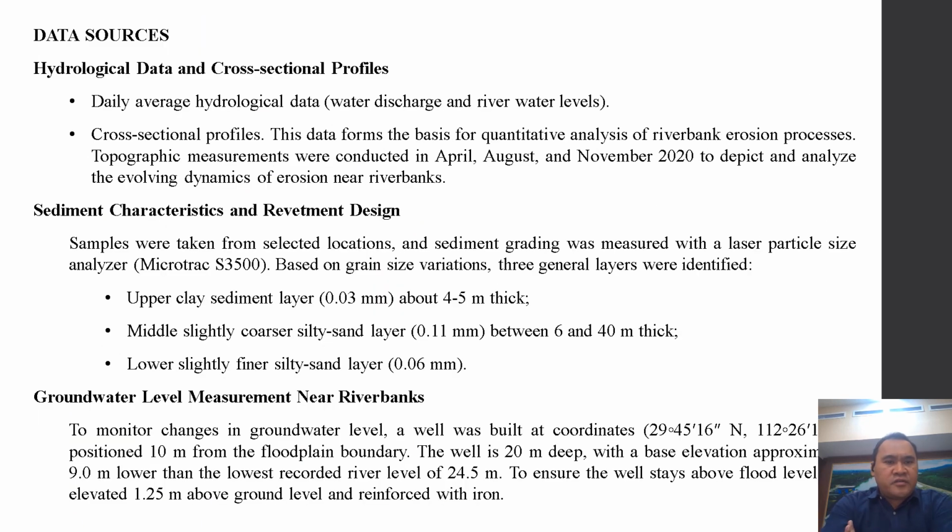The data sources of this study are hydrological data and cross-sectional profiles: daily average hydrological data, water discharge and river water levels, and then cross-sectional profiles. This data forms the basis for quantitative analysis of riverbank erosion processes. The topographic measurements were also conducted in April, August, and November 2020 to depict and analyze the evolving dynamics of erosion near riverbanks.